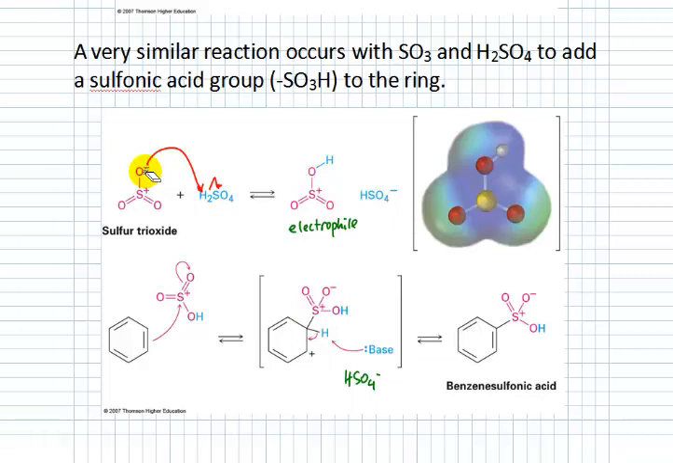But the same mechanism. Aromatic ring attacks an electrophile. Some base or solvent or something removes that hydrogen on that same carbon that got attacked to reform the aromatic ring.